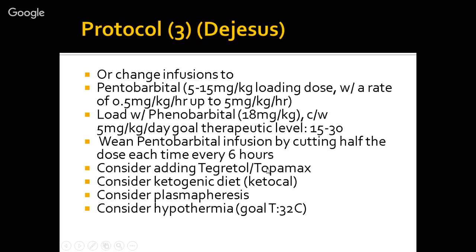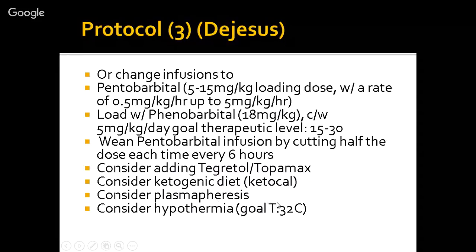Tegretol or Topamax, you could add them. Tegretol is only oral, so you'd have to go by NG or some other way, or maybe the patient has partial status and can actually swallow. Topamax is a similar story. Ketogenic diet, obviously this is not someone who's intubated in the ICU. You could try Ketocal through NG tube.